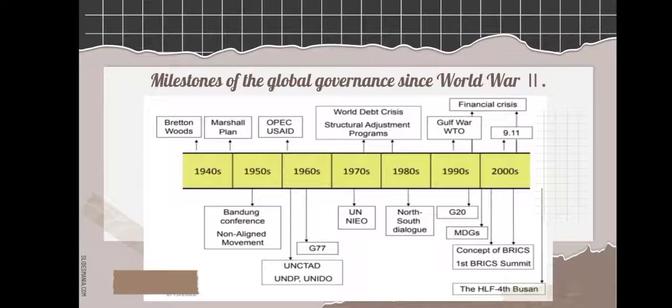In the 1970s, the World Debt Crisis and the Structural Adjustment Programs, and the UNNIEO, or United Nations New International Economic Order. In the 1980s, the North-South Dialogue. In the 1990s, the Gulf War, the WTO or the World Trade Organization, the G20 or the Group of 20, and the MDGs or the Millennium Development Goals. In 2009, the financial crisis, the concept of BRICS, or Brazil, Russia, India, China, and South Africa, the first BRICS Summit, and the HLF 4th Busan.